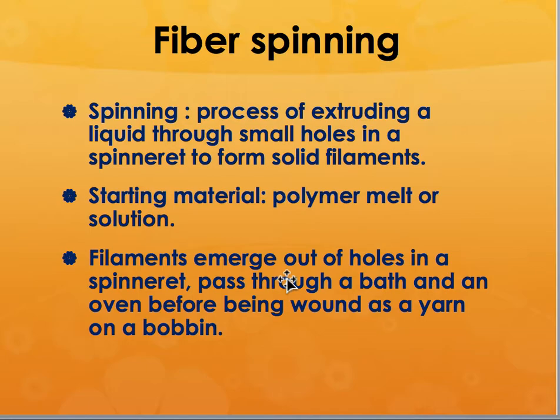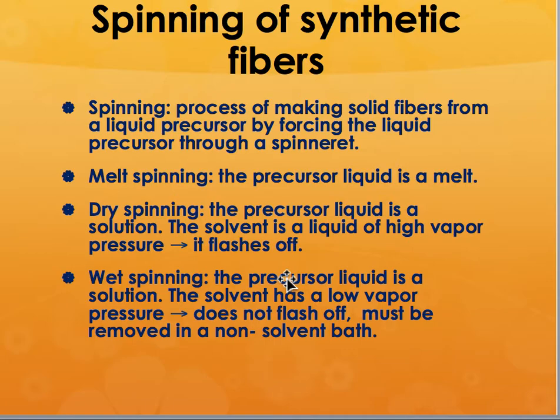So how do you make these fibers? Fibers are made by a process. You can have wet spinning or dry spinning or whatever. Basically they all have to be spun, where you are extruding a liquid through small holes in a spinneret to form solid filaments. The starting material is either a polymer melt or solution, and those filaments will emerge out of the holes in a spinneret, pass through a bath and an oven before being wound on some kind of a bobbin, just like a sewing machine. So you can have melt spinning, dry spinning, wet spinning, etc. These are the different variations of that process.